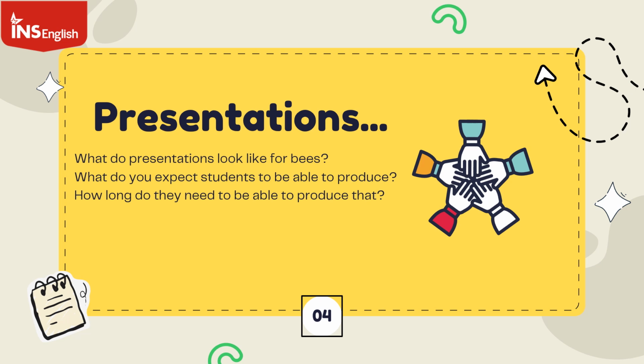What do you expect students to be able to produce? So as I just said, we expect them to be able to make multiple sentences. Maybe they can't connect their ideas together yet, but the idea is that they're practicing saying multiple sentences in a row. How long do they need to be able to produce that?